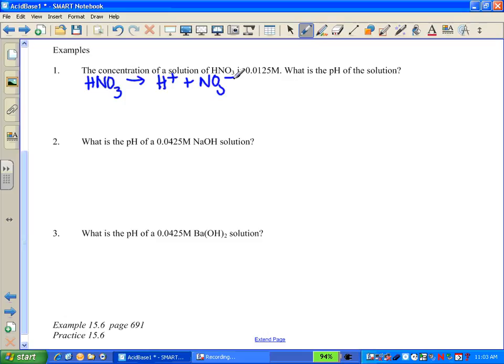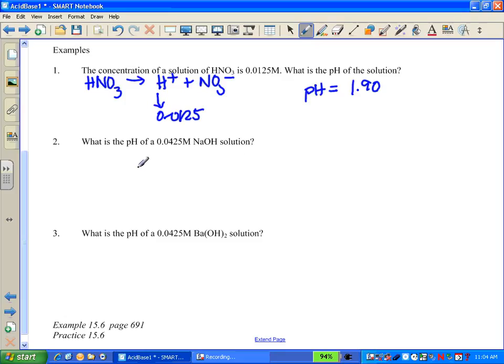So that's the reaction, and we can see that in a 1-to-1 ratio, the concentration of the H plus is therefore 0.0125. Okay, there are essentially no HNO3 molecules in this solution. Now that I know the H plus, I can use my pH formula and take the negative log of the concentration, and I get a pH of 1.90.